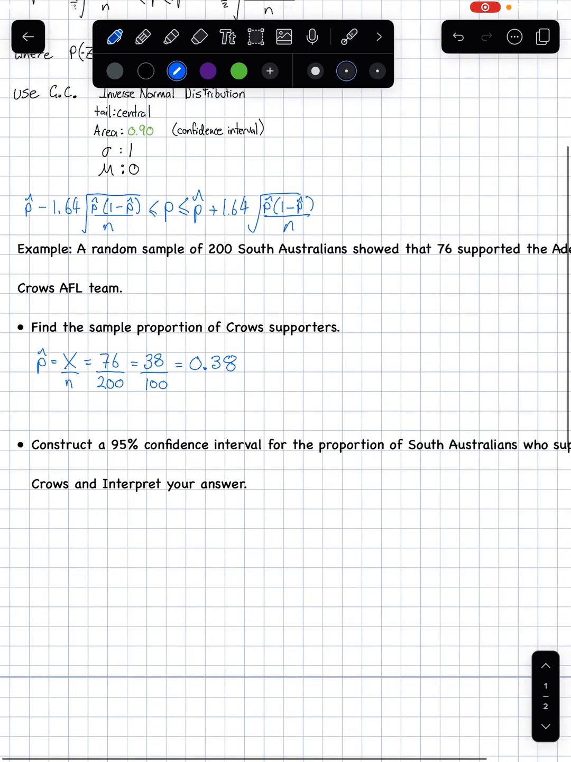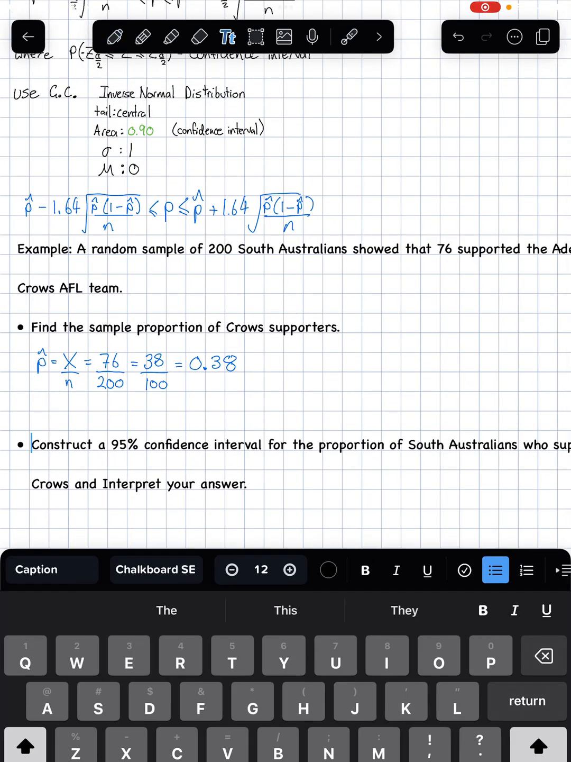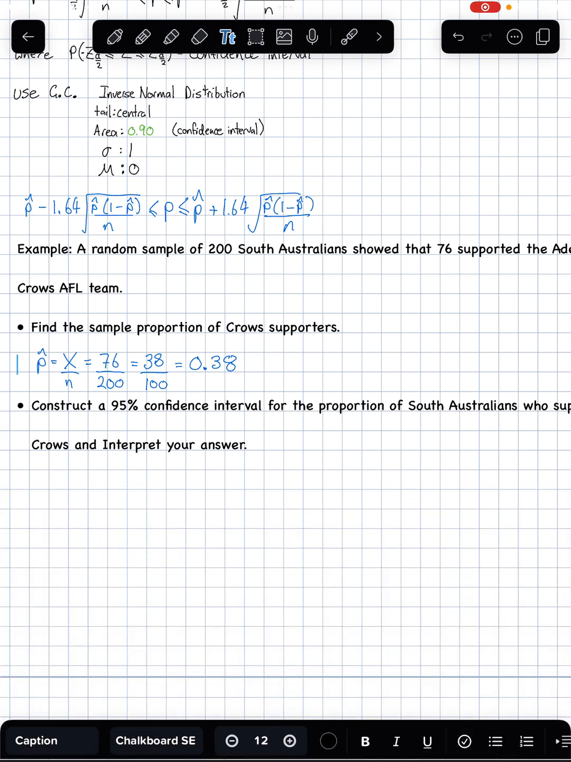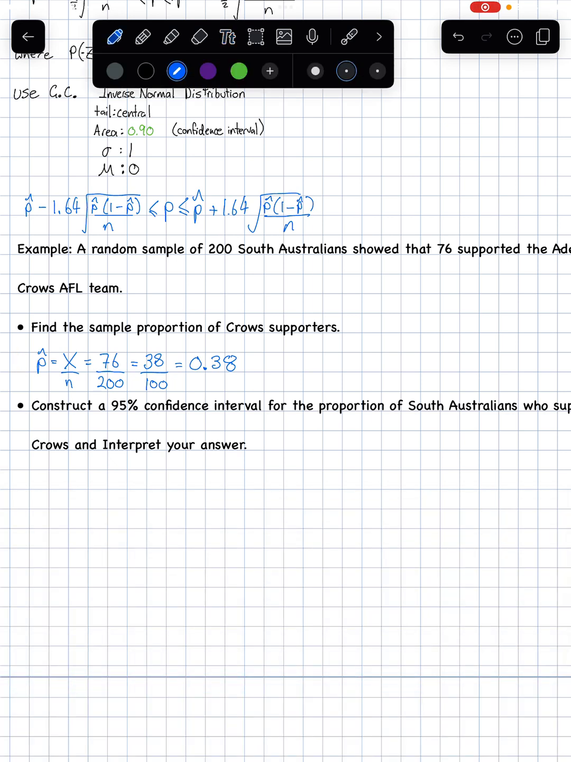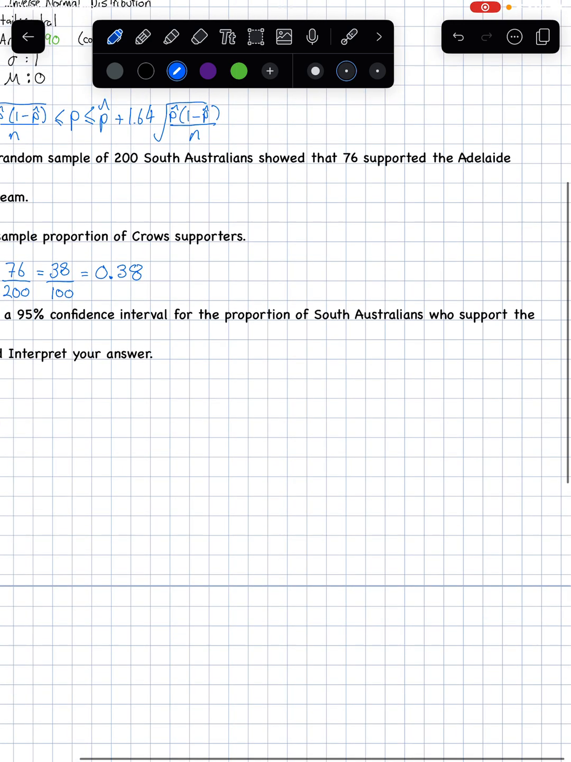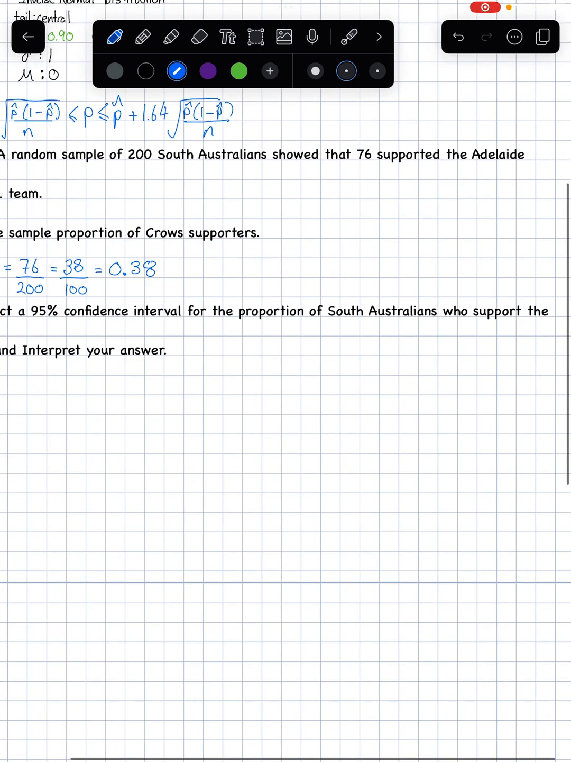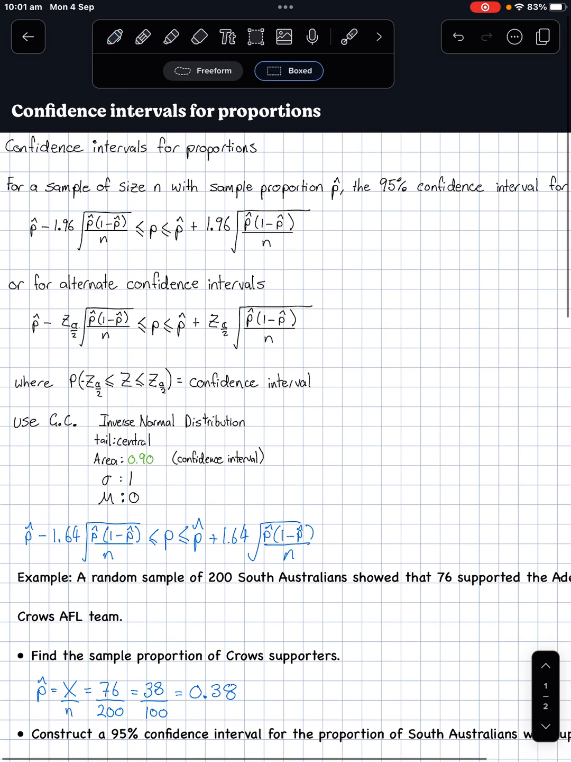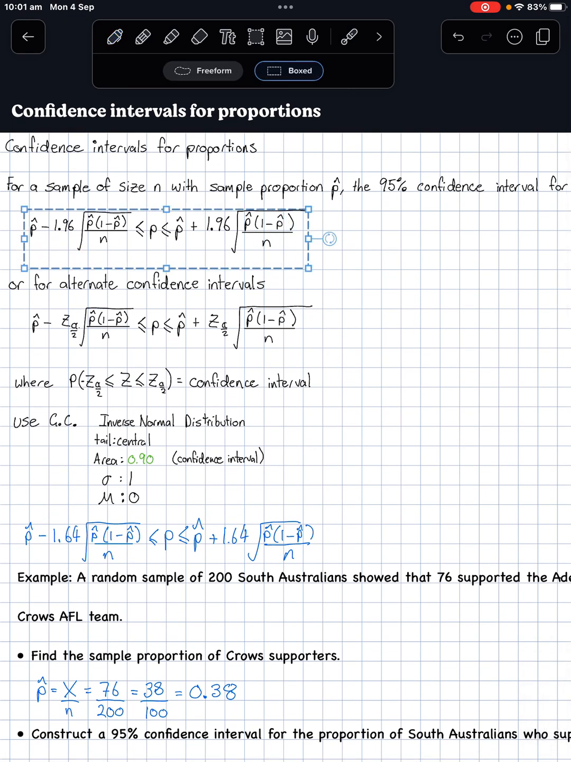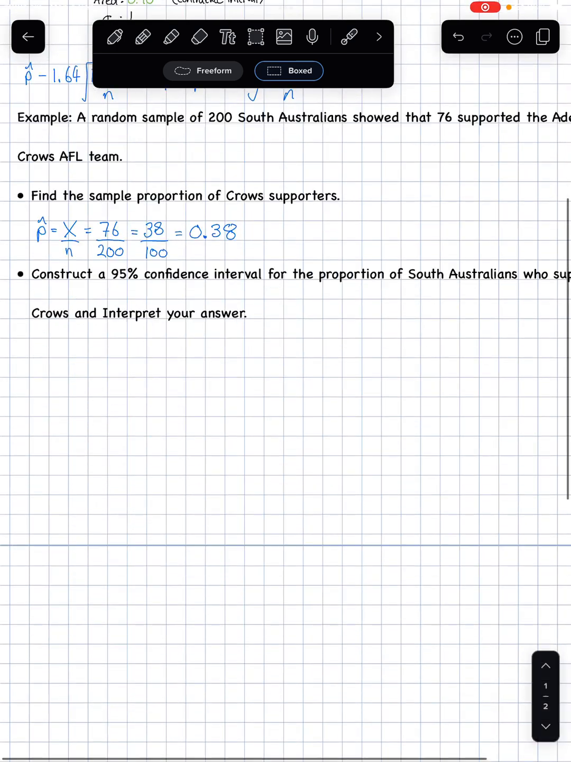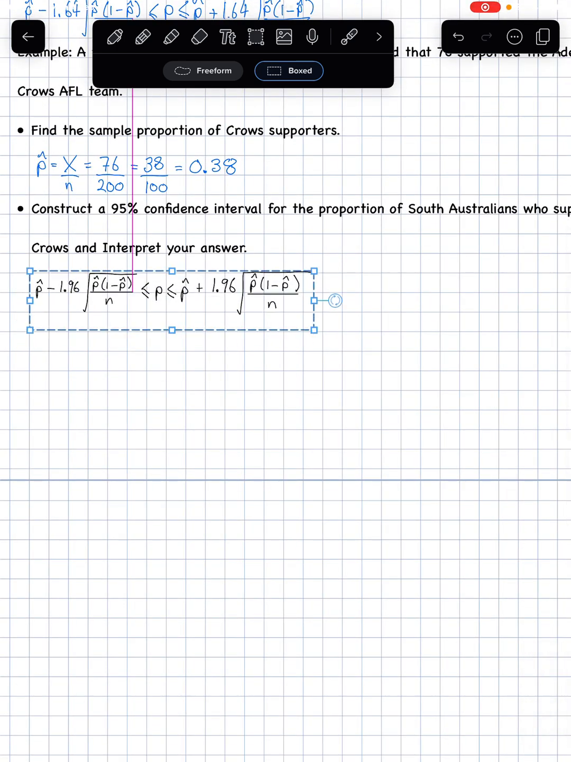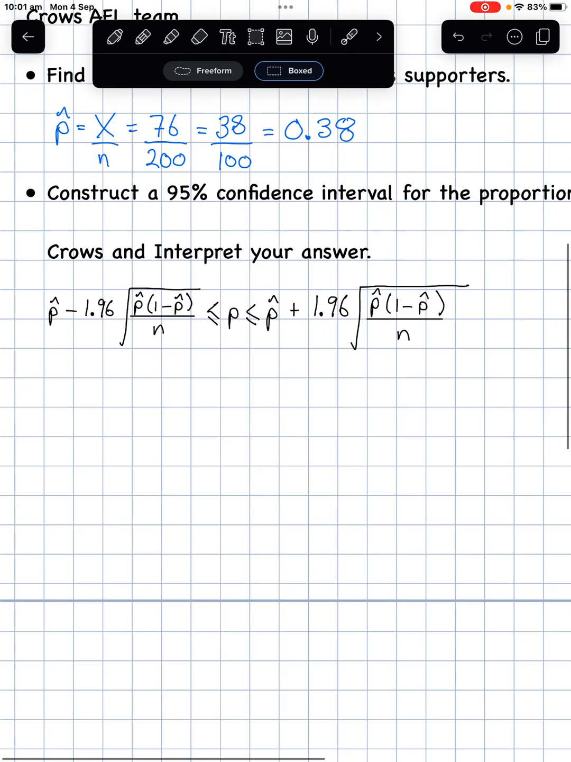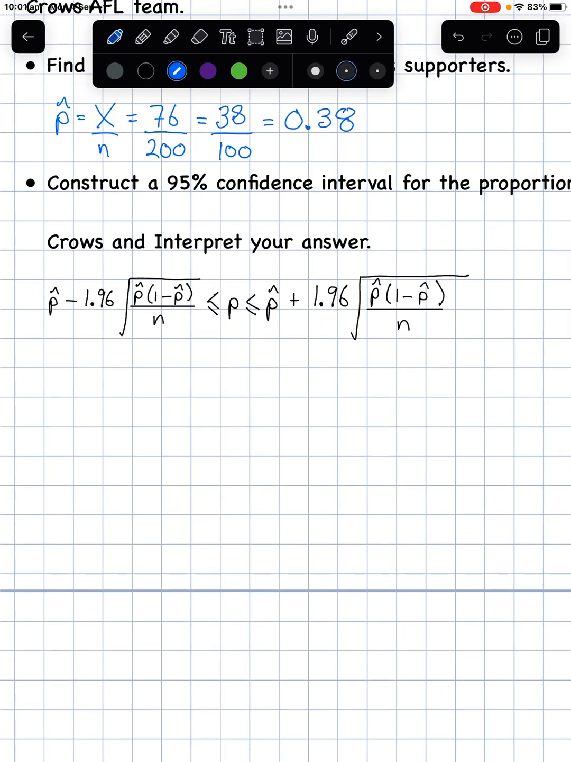The next bit here asks us to construct a 95% confidence interval for the proportion of South Australians who support the Crows and interpret your answer. So I'm going to be super lazy here. Let's just copy this down. So this is our formula for proportion. Now, from above, we have calculated these. So let's just put our values in.